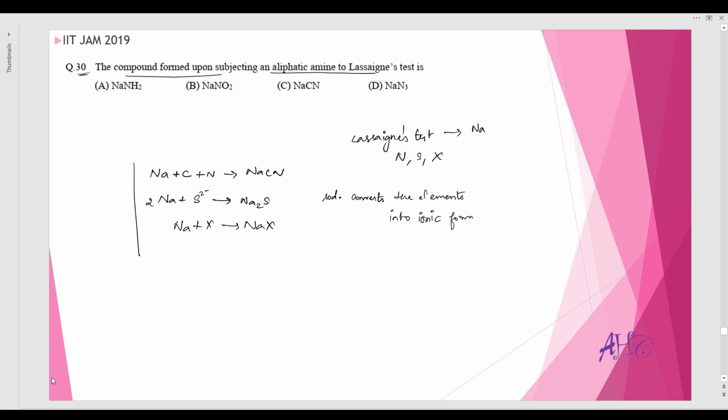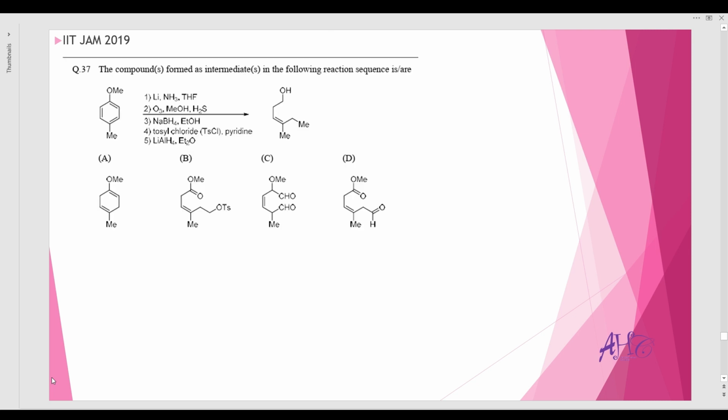So இங்க என்ன கேட்டிருக்காங்க, aliphatic amine கொடுத்துருக்காங்க. Amine-ல என்ன group இருக்கு? Nitrogen group present ஆயிருக்கா. So N present ஆயிருந்தா என்ன ஆகும், this is going to literally form your cyanide group. So option C is the correct answer.